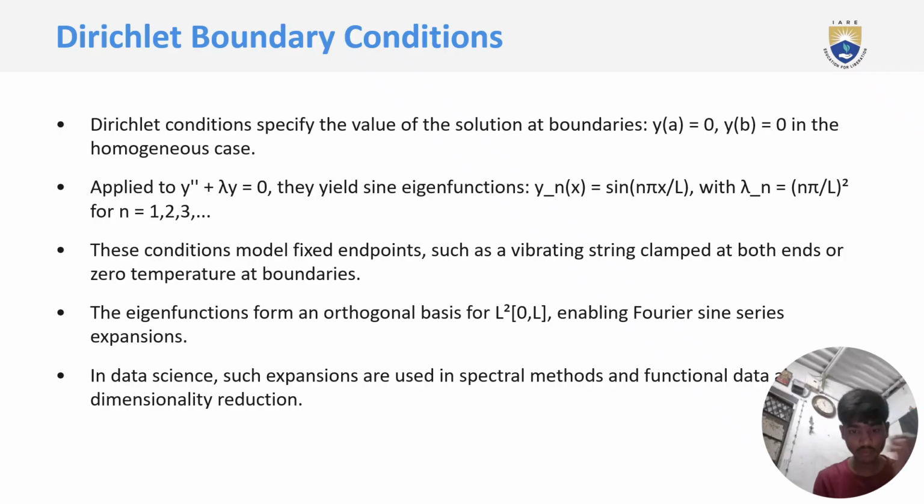This condition models fixed endpoints, such as a vibrating string clamped at both ends or zero temperature at boundaries. The eigenfunctions form an orthogonal basis for L squared of 0 to L, enabling Fourier sine series expansions. Such expansions are used in spectral methods and functional data dimensionality reduction.